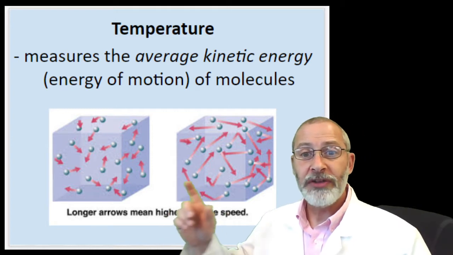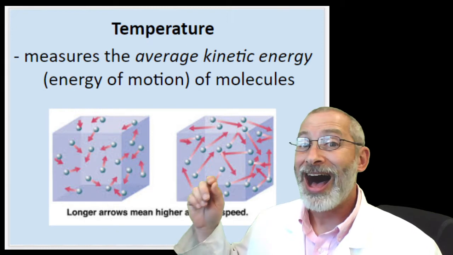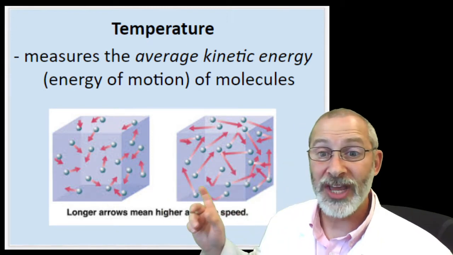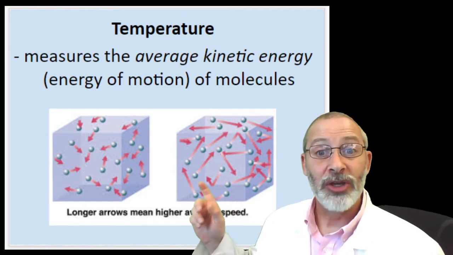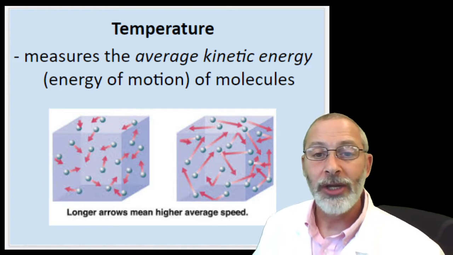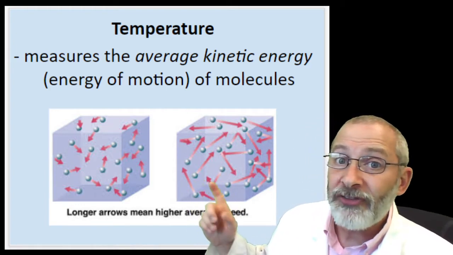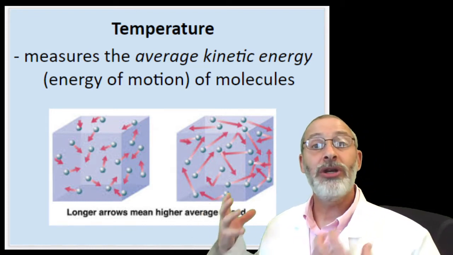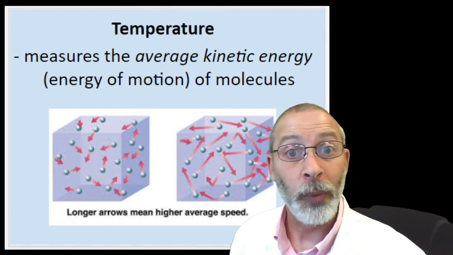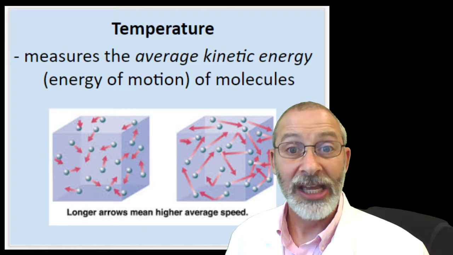So which one of these two illustrations do you think would be hotter? Hopefully you said the one on the right, because it has a greater average kinetic energy or energy of motion. When you've got particles moving around faster, that's a measure of something that is going to have more heat energy. And when we measure that temperature, it's going to be hotter.